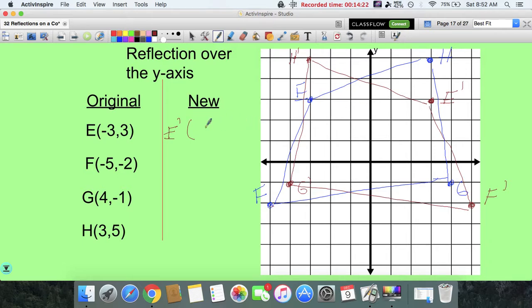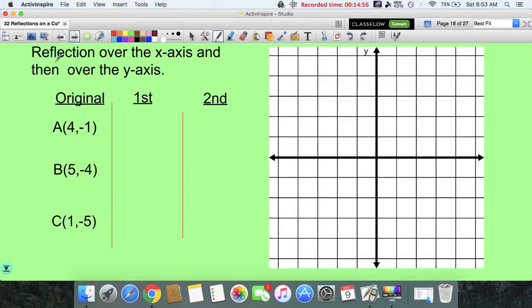E prime went from here to here, so its new location is positive, positive. F prime, let's find F. F prime is over here, it's going to be positive, negative, 5, -2. G went from quadrant 1 to quadrant 3, so in quadrant 3 the first number is negative and the second number is negative. And H went from the right side to the left side, from quadrant 1 to quadrant 2, and in quadrant 2 the first number is negative and the second one is positive.